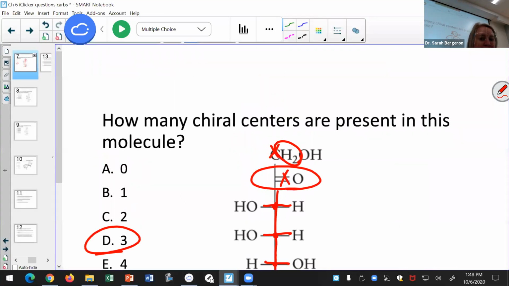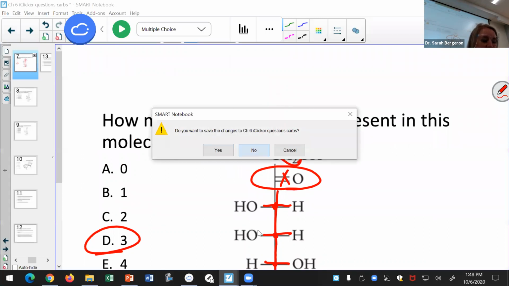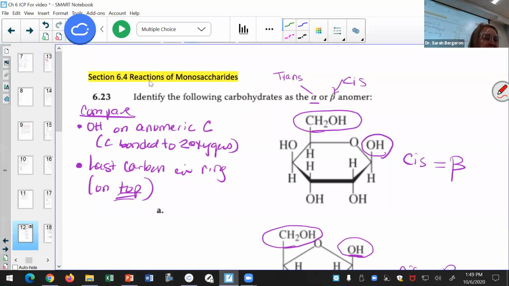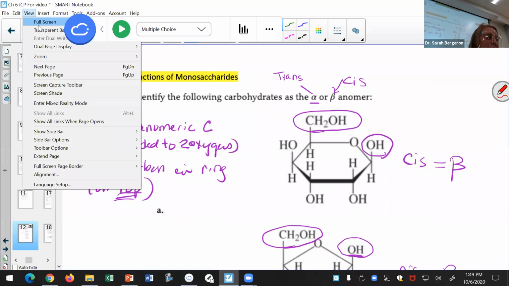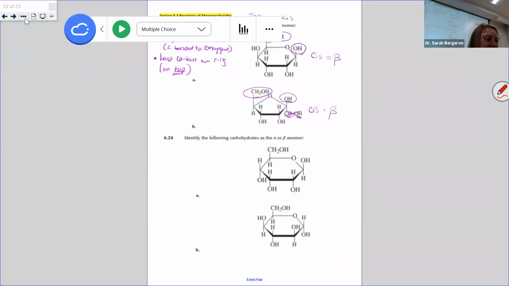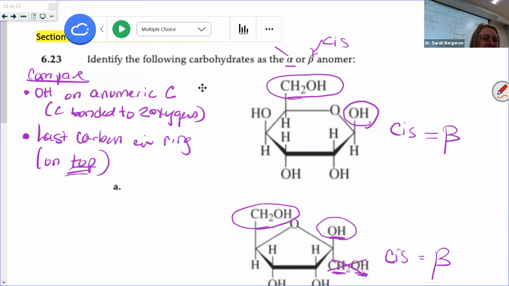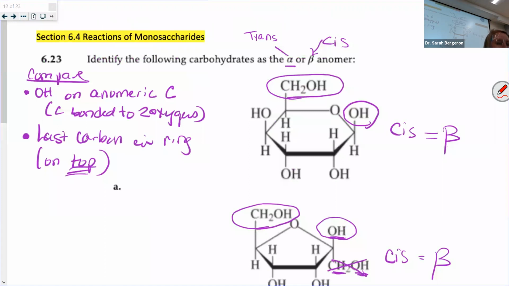We're going to move on to our in-class problems. The first thing that we have to do is to talk about reactions that monosaccharides can undergo. In order to understand their reactions, we have to understand how we draw them.